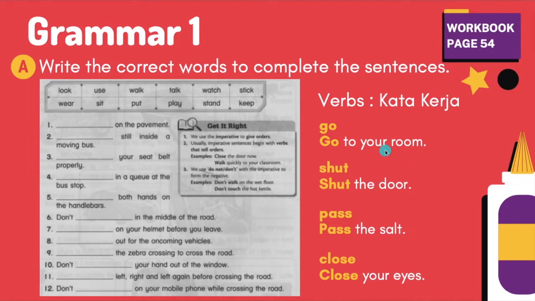If you look at this, go to your room. This is a positive sentence. And if you want to make a negative sentence, you add the word don't or do not. Don't go to your room. Do not go to your room. The same thing. Okay? Next, don't shut the door. Don't pass the salt. Don't close your eyes.